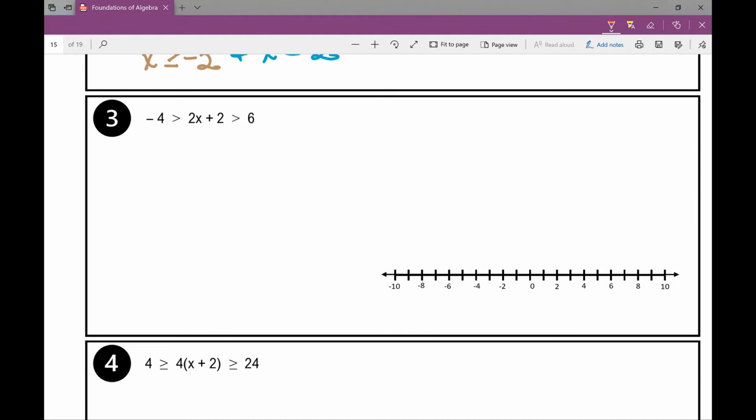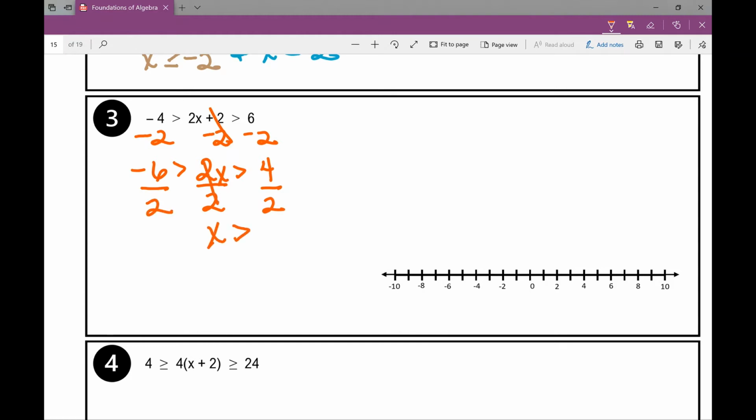So what do I need to do? I need to subtract 2. It gets subtracted from everything. I'm left with 2x in the middle. -4 minus 2 is -6. 6 minus 2 is 4. And now I need to divide everything by 2. Okay, there's my symbols. So now -6 divided by 2 is -3. 4 divided by 2 is 2.